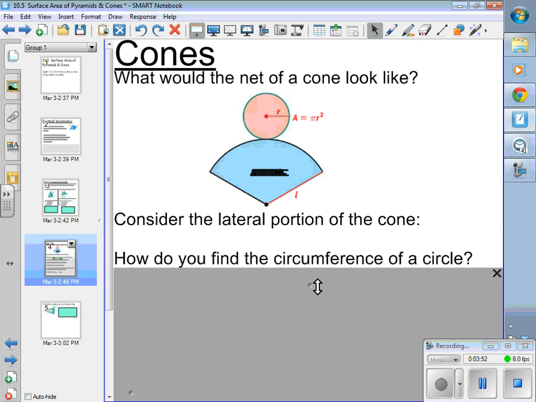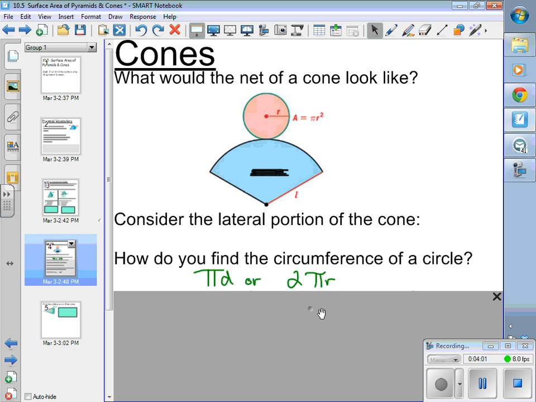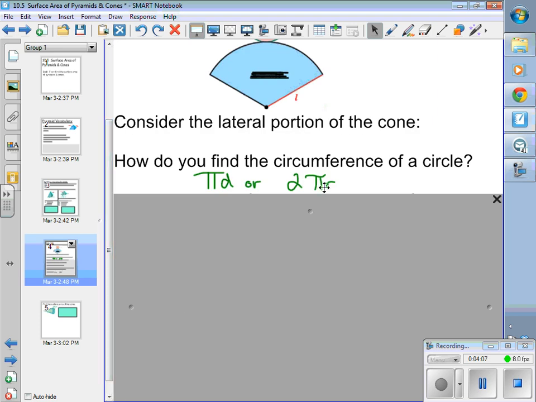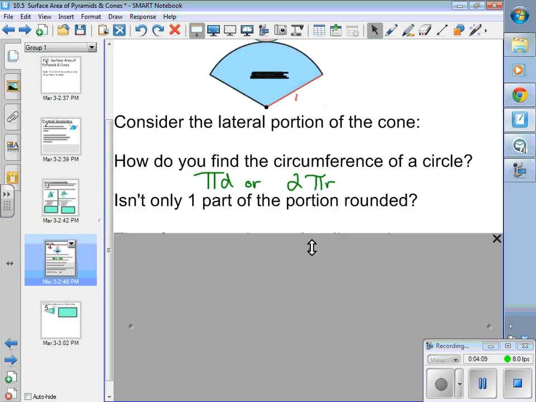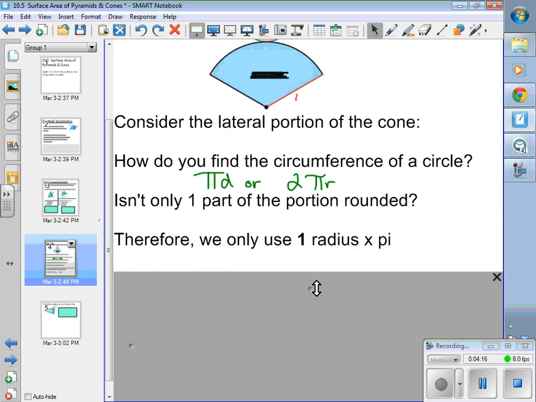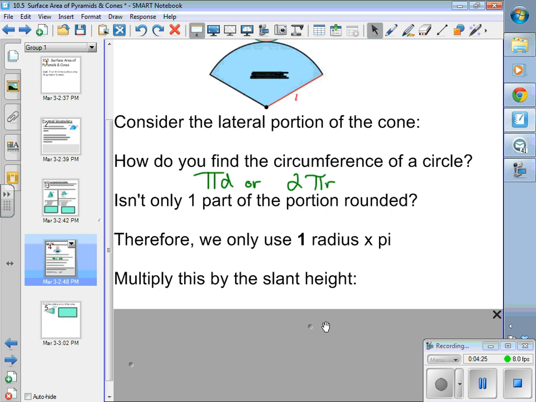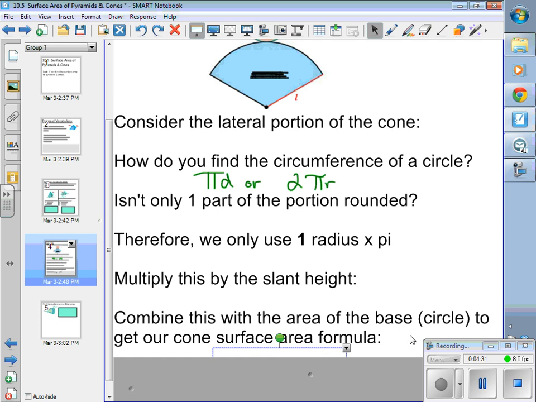How do you find the circumference of a circle? Hopefully, we've done enough that you know it is pi times diameter, or 2 pi times the radius. But the lateral portion is only part of the rounded portion, looking at this. So therefore, we use only one radius times pi. We multiply this by the slant height. We combine this with the area of the circle to get our cone surface area formula.